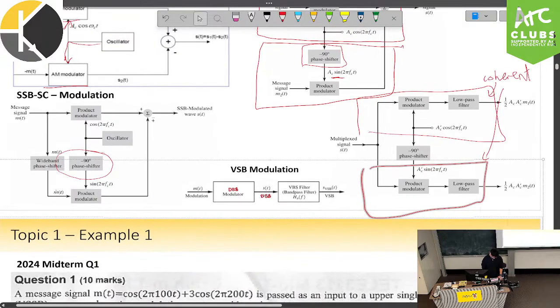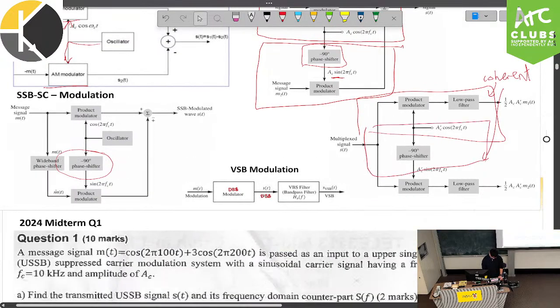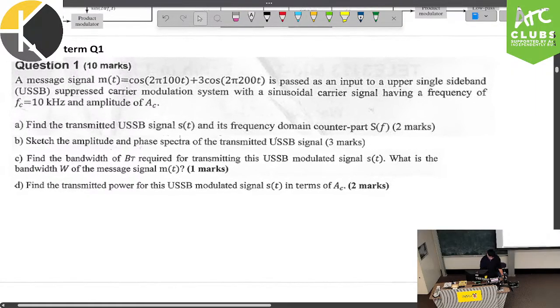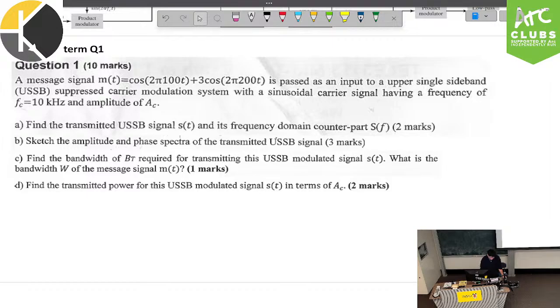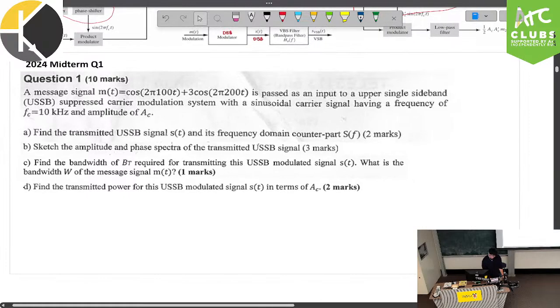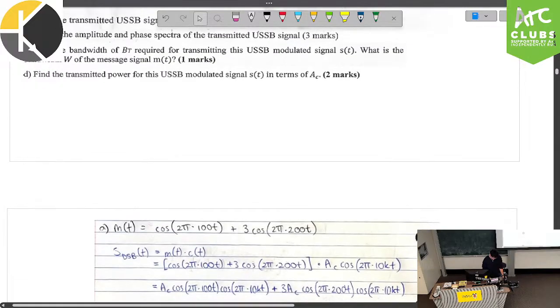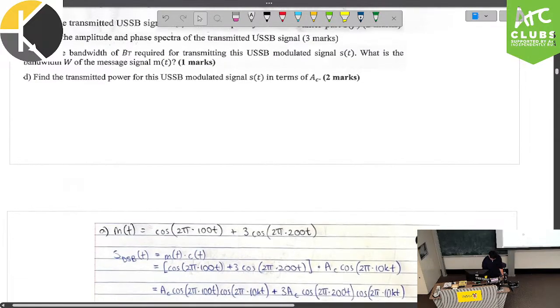Cool. So we'll jump into a question. Question 1. A message m(t) is passed as an input to an upper single sideband suppressed carrier modulation system with a sinusoidal carrier having a frequency of 10 kHz and amplitude of Ac. To save us a bit of time, I have written out the solution for this question.